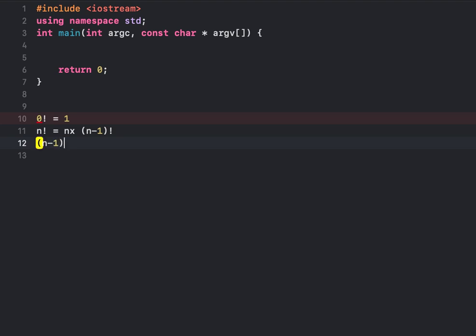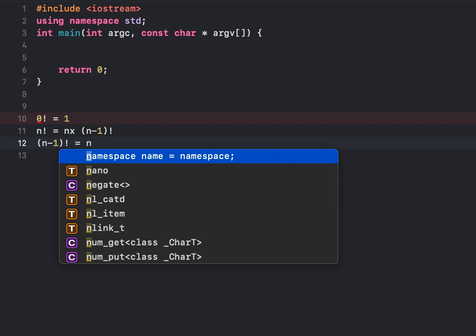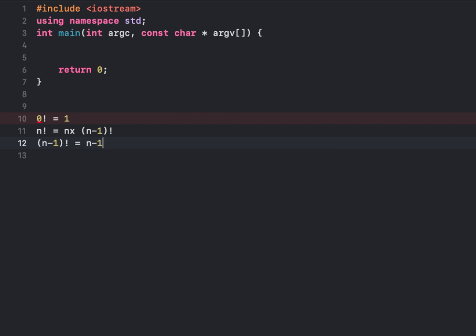If we're looking for (n minus 1) factorial, that is equal to (n minus 1) times (n minus 2) factorial. As we go down, you're going to see (n minus 2) factorial is (n minus 2) times (n minus 3) factorial, and so forth. As you can see, we are reapplying the same definition again and again.